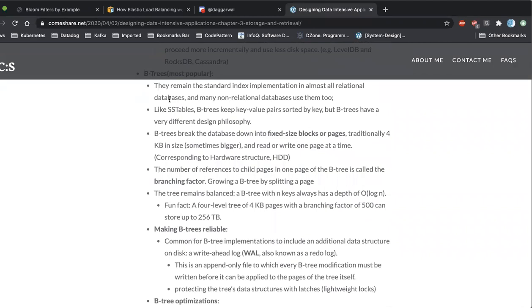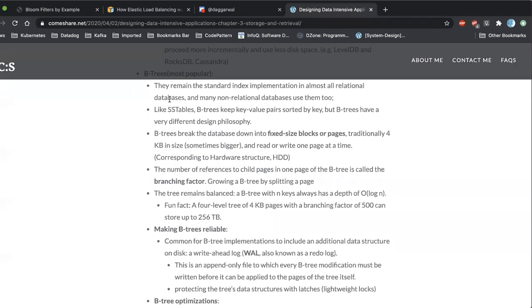With B-trees, what the author is talking about is the optimization. Again, sorted keys are the key here, but the optimization is in the size of the data that is written onto the disk. Typically a 4 KB block size is easy to manage, so the optimization is made around that.